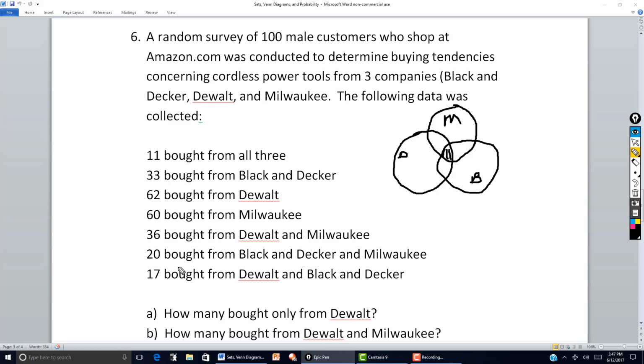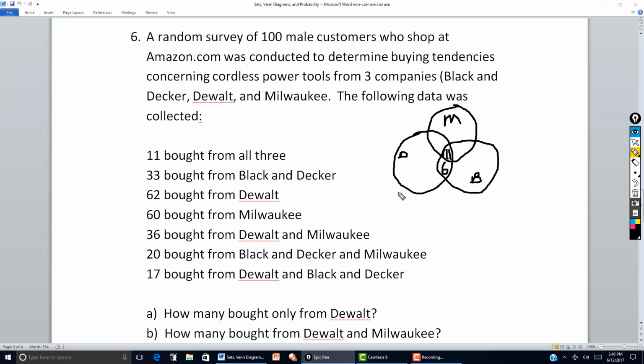So let's go to the bottom. 17 bought from DeWalt and Black & Decker. Here, DeWalt and Black & Decker, and that's 17. So what is that area? That's made up of 2 regions, so the total here has to be 17. This one right here is already filled in with 11, so if these have to add up to 17, this will have to be 6.